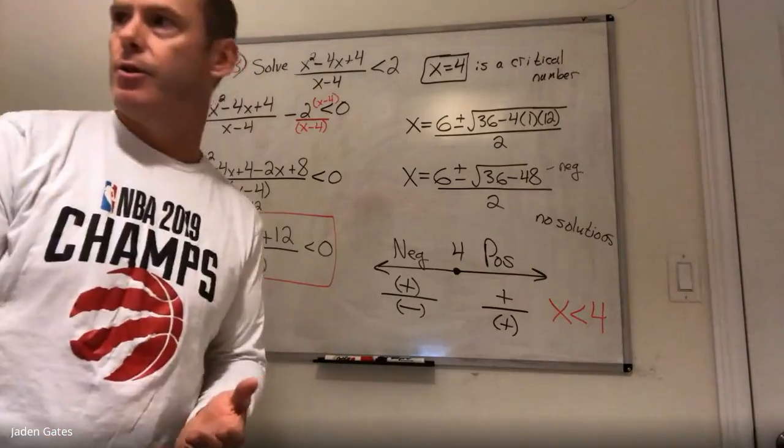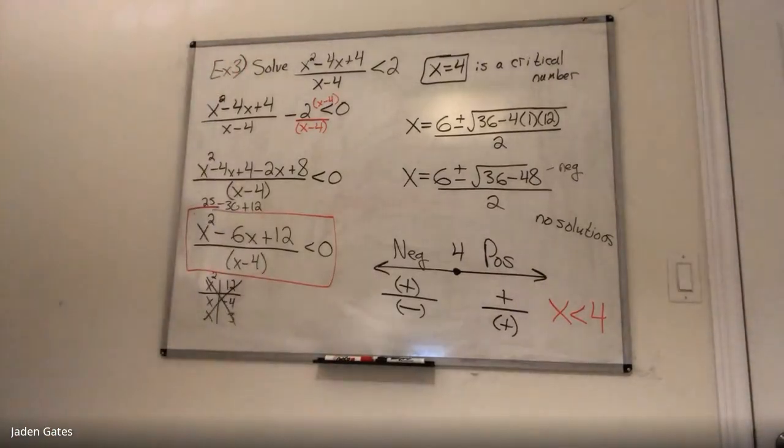Open her up to questions. I'll check the chat here. If you use negative 3 and negative 4, it will add up to negative 7, not negative 6. Yeah, I know, it didn't work.